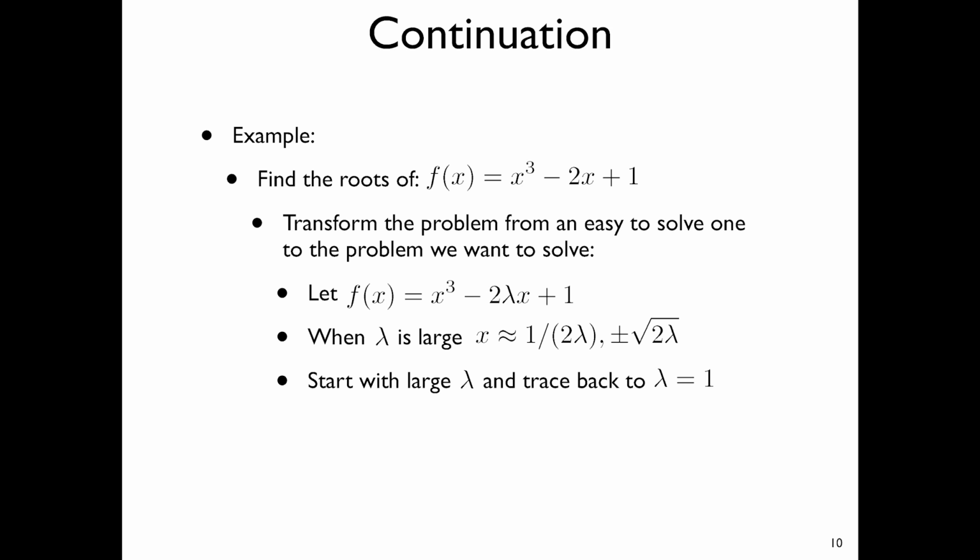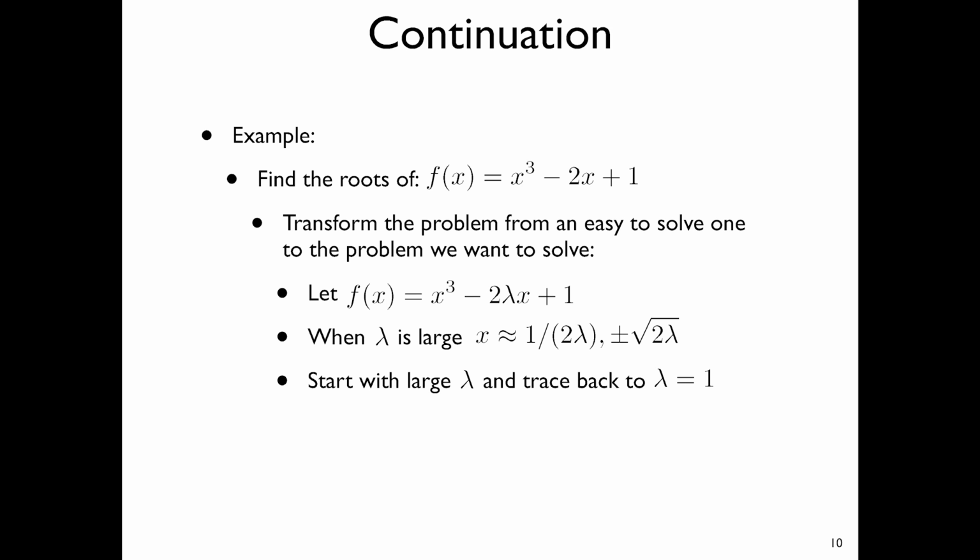Okay? So if we have this term large and it balances against 1, then when lambda is large, an approximation for the root will be 1/2 lambda. Right? If x equals 1/2 lambda, and these are the two largest terms in the equation, then these two will cancel and f will be very close to 0. So that's one root when lambda is very large. If I balance these other two terms against each other, I'll see there are two other roots, which are plus or minus the square root of 2 lambda.